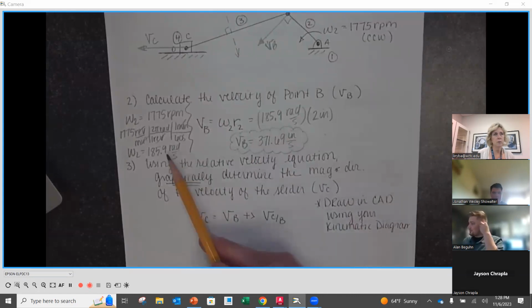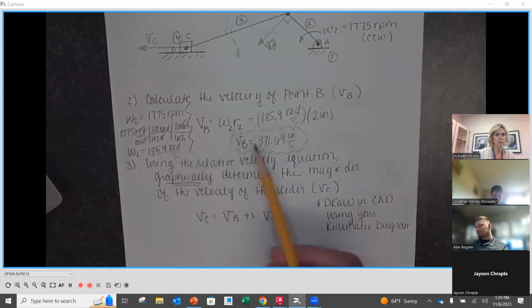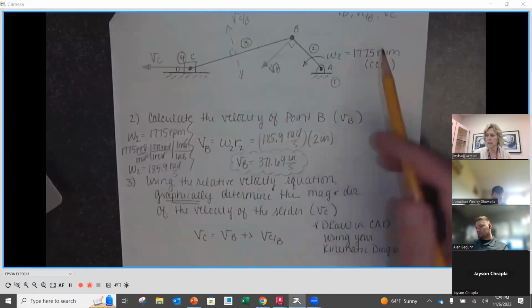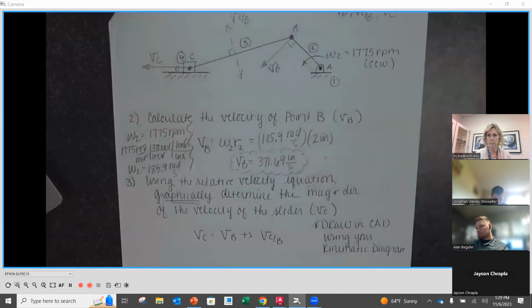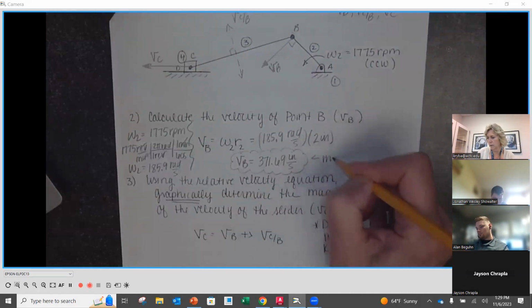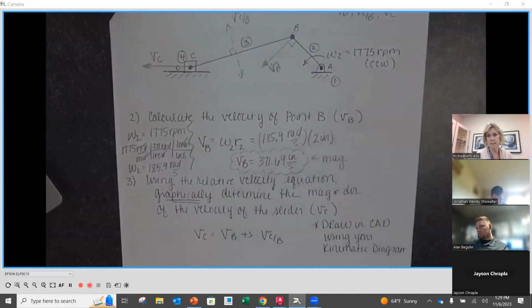So you first have to convert your revolutions per minute to radians per second. We then use the 185.9 radians per second here, and multiply by the radius of 2, which is the length of link number 2. Any questions about this at all? Okay. So this is the magnitude of the velocity of B.